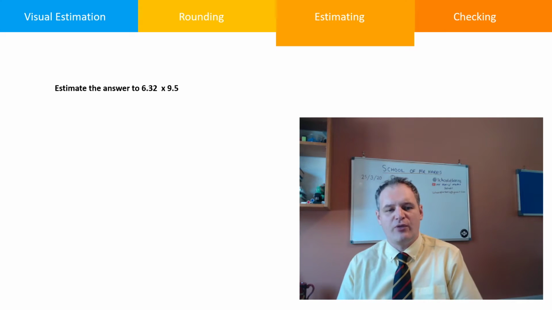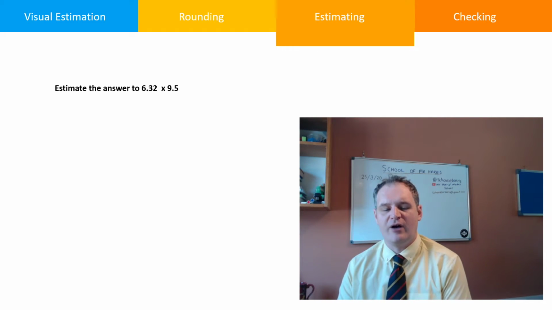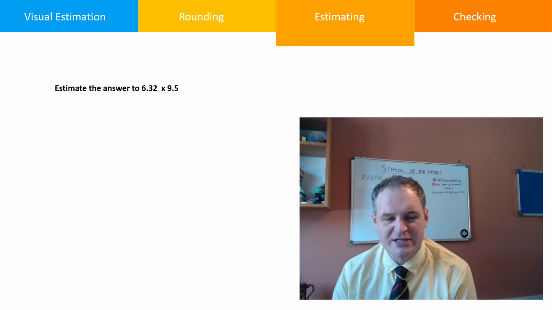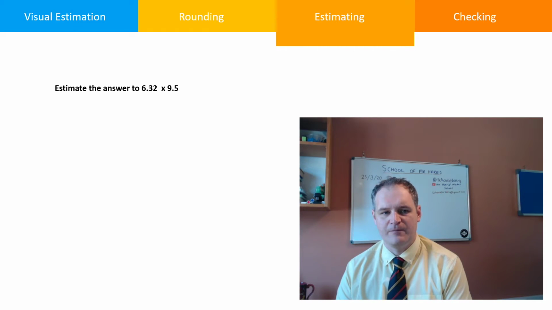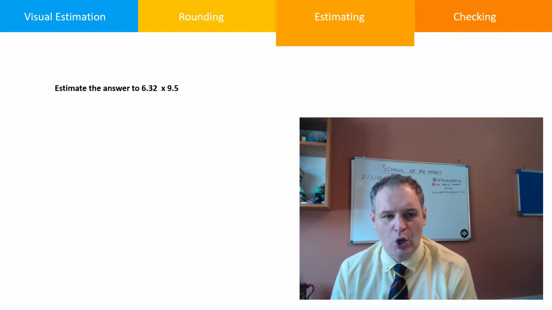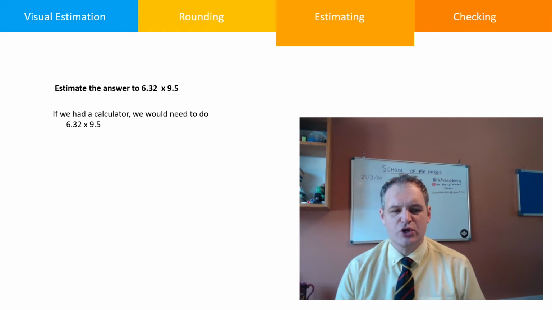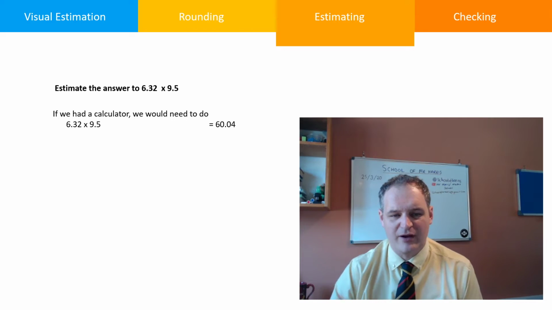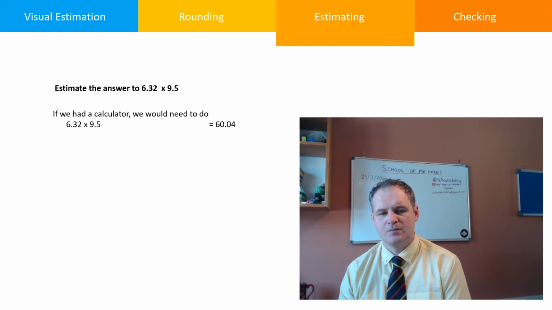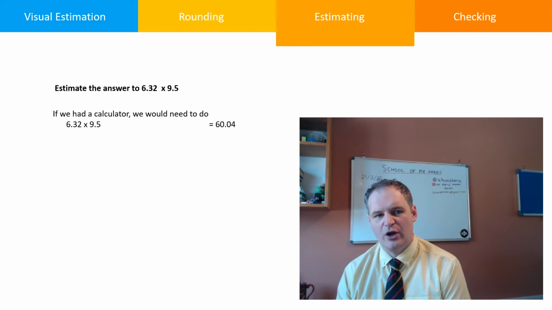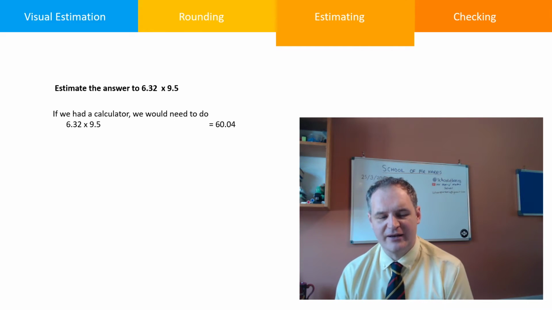Now, moving on to estimating, we've been asked to estimate the answer to 6.32 times 9.5. What that means is we want to get the answer, but if we used a calculator, we would do that times that and we get the answer 60.04. But we're not using a calculator. We have been asked to estimate.